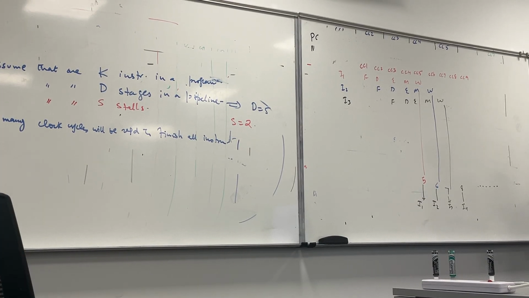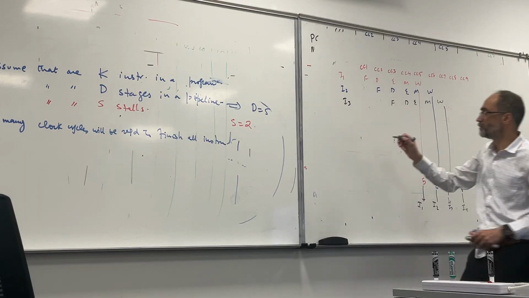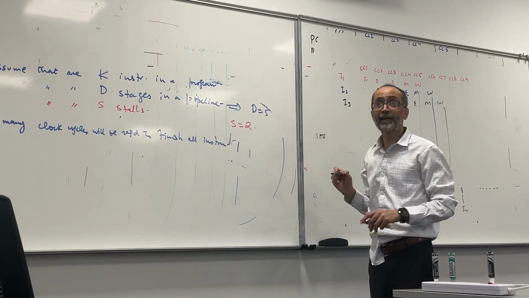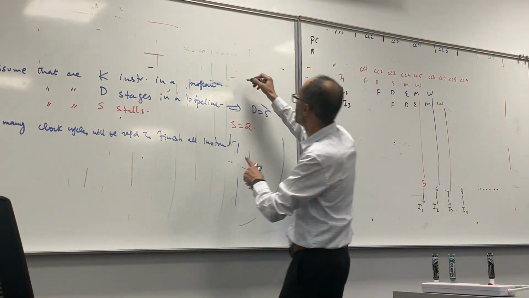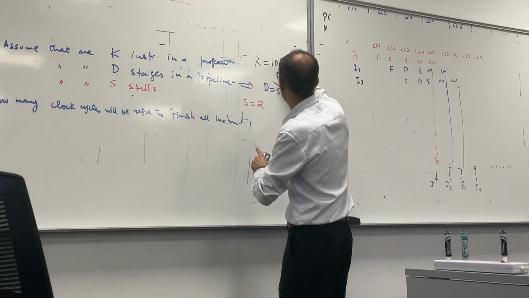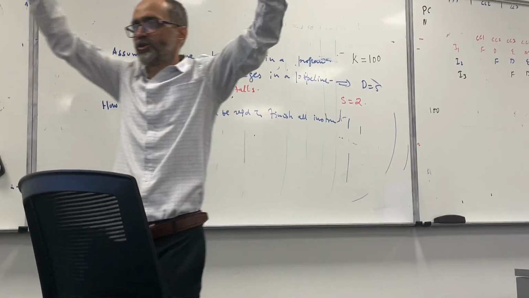Okay, now please remember, assume that we have 100 instructions. How many instructions are there? 100. So it means K is 100. How many instructions are there? Let's assume there are K instructions.